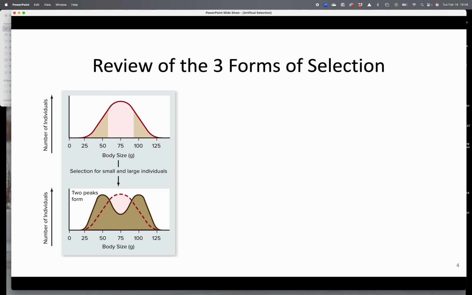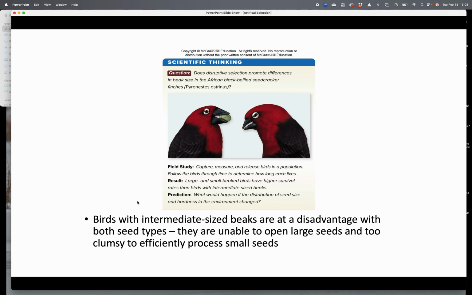We just went through the three forms of selection, so I'm going to go very quickly through this because these are all just new examples of the three forms of selection that we've already talked about. This first one here is disruptive selection leading to two peaks. This is, once again, the type of thing that happens in Darwin's finches. This is how you had the radiation of Darwin's finches into small-beaked finches, large-beaked finches.